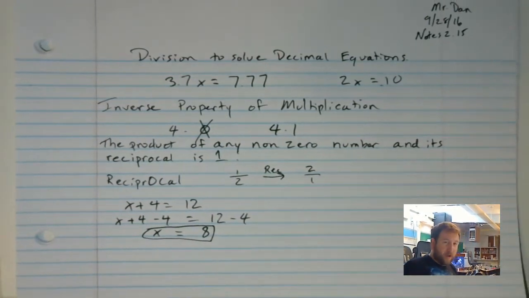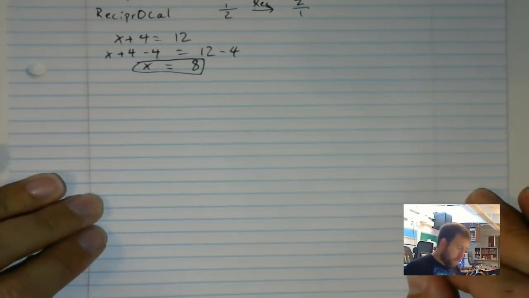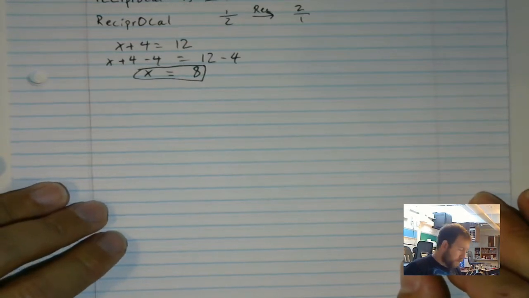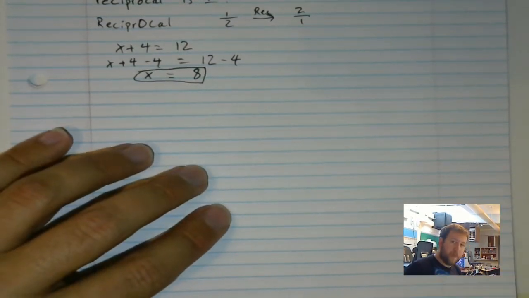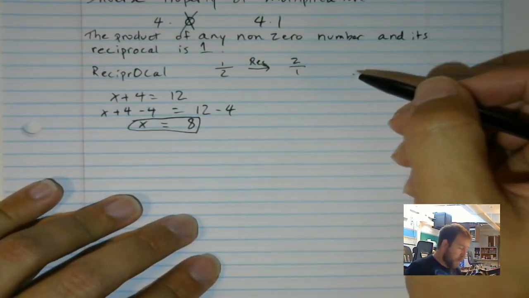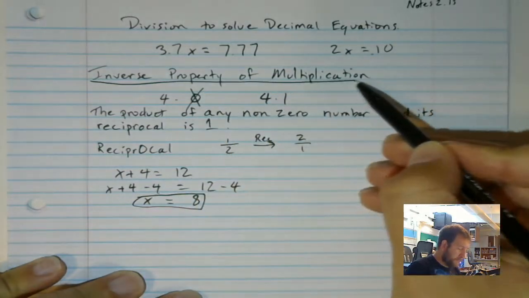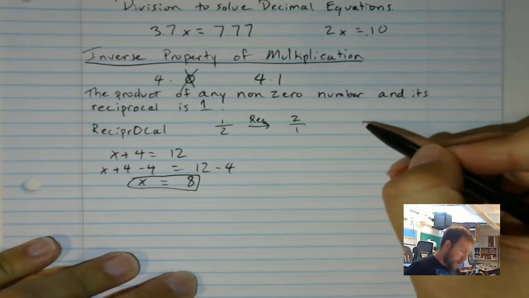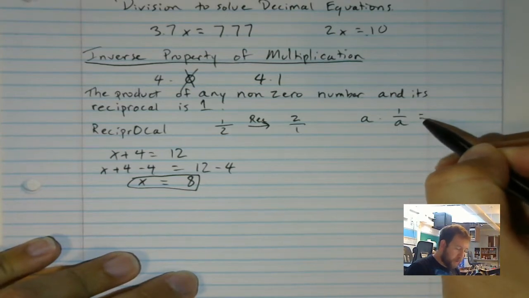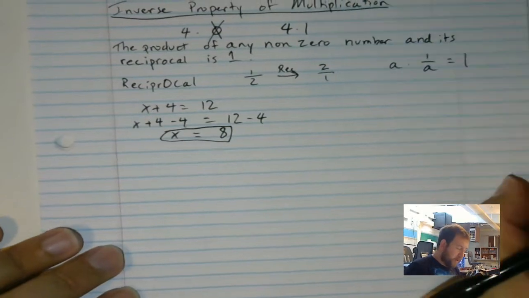Okay, let's go down a little bit because I made a little bit of a mess of this page. Great. How does that help us? Well, before we go on, I forgot to do this part. We're going to write our general rule of what the inverse property of multiplication looks like. And that is this. If I take a times 1/a, it equals 1. Let's take a look what that means.